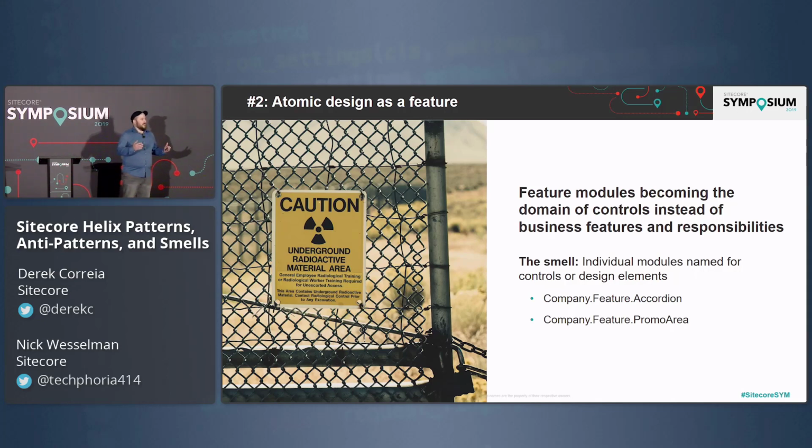And what do I mean by that? I mean things like feature.accordion, my company.feature.accordion, my company.feature.carousel. You're not really solving a business need or a business domain issue with that. You're not really presenting a feature. You're just presenting some functionality on the website.